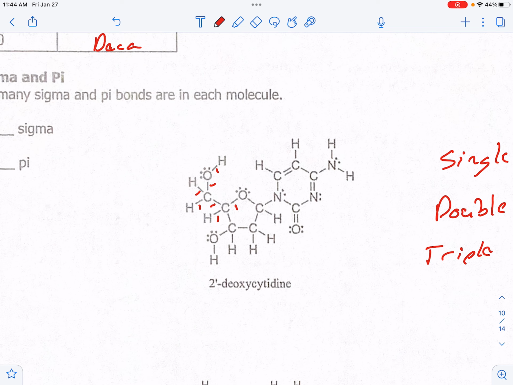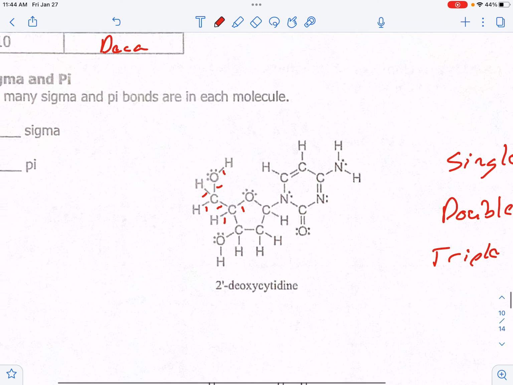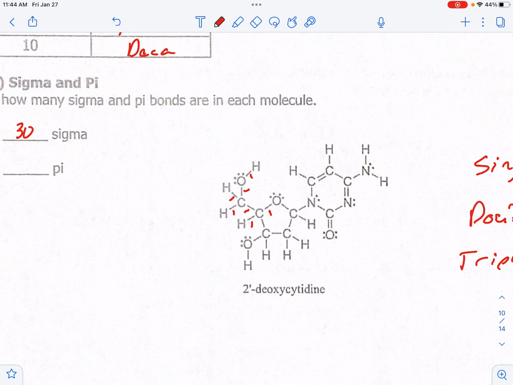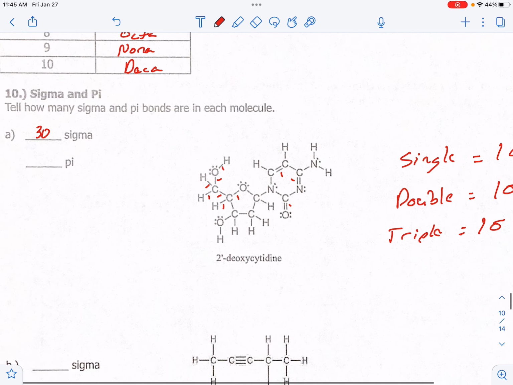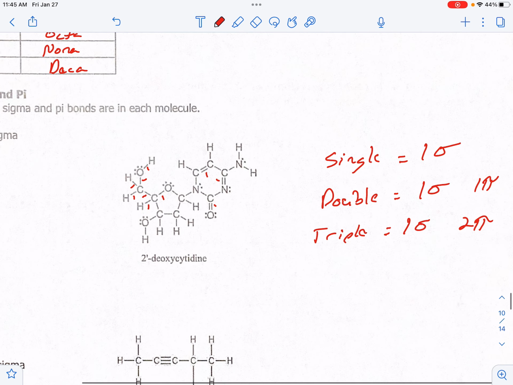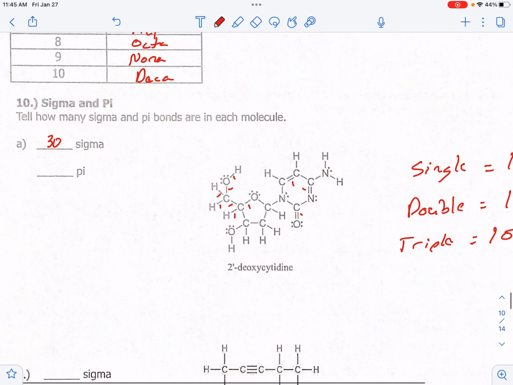So a single would just count as sigma. So I go through and count all my bonds, whether it's single, double, triple, and that'll tell you how many sigmas there are. In this case, there end up being 30. Okay, then I go through, are there any double bonds? Okay, so I have a double bond here, double bond here, double bond here. I believe that's it. So I have 3 double bonds. Each double bond counts as 1 sigma and 1 pi. Well, I've already done my sigmas. Now each double bond counts as 1 pi. So that means this would be 3 pi.